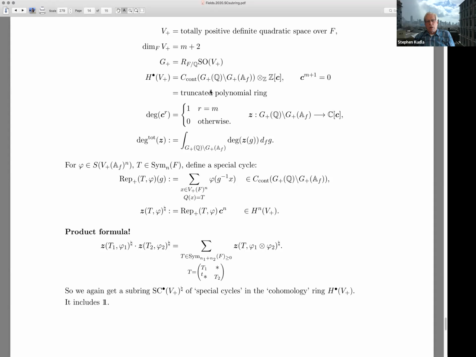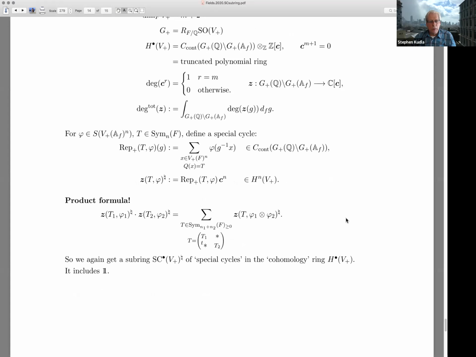After all, an element in this ring can be thought of as a function valued in this ring. So Z can be viewed as a function on here valued in this polynomial ring. And so its total degree is just, you take that function, take its degree, which is going here, and then integrate that over this quotient, okay? Okay, that's total degree. So now I'm going to define weighted cycles.